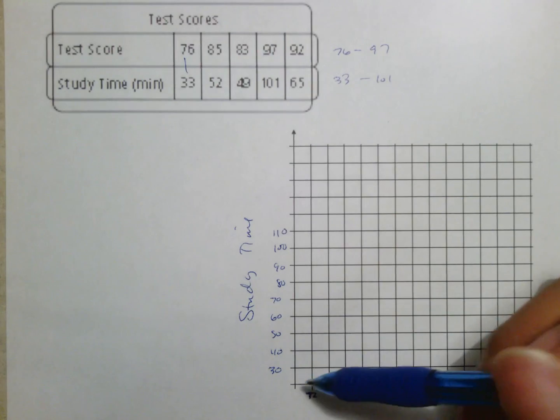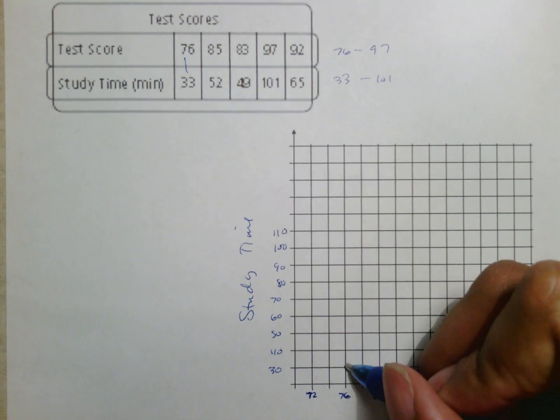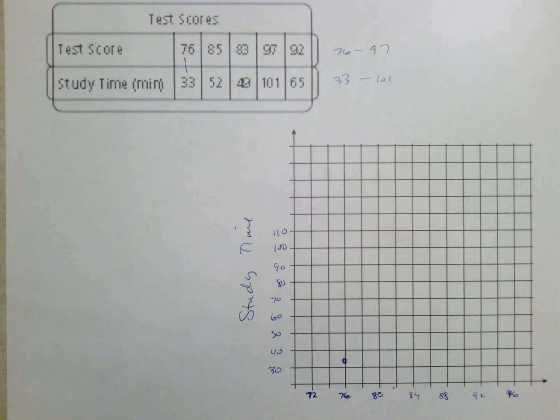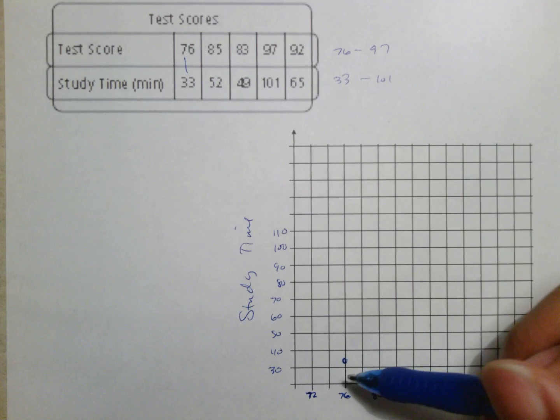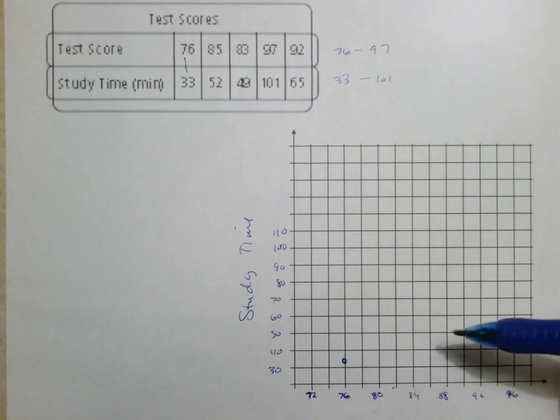76 for your test score is here. 33 for your study time is just slightly above 30. It's just not all the way up to 35. But again, it's an approximation. It just shouldn't be above 40. It shouldn't be above 45. So 33 is somewhere around there.